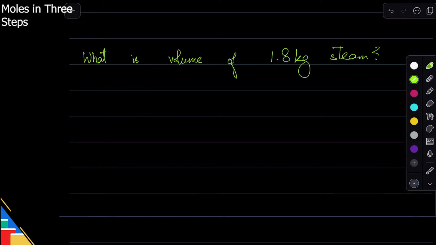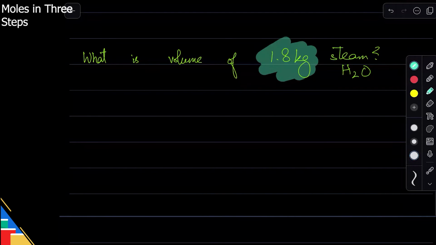That's a very straightforward question. I have steam, which means it's H2O. I want to know its volume. This is what I have, this is the mass, and this is what I want to find out. Is that a gas? Yes, it's a gas volume.